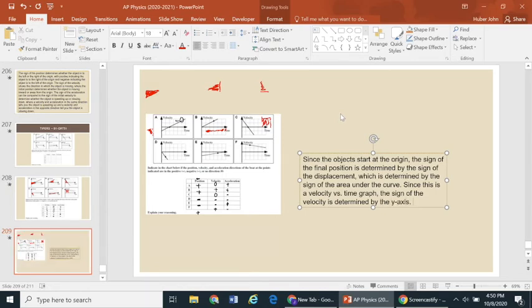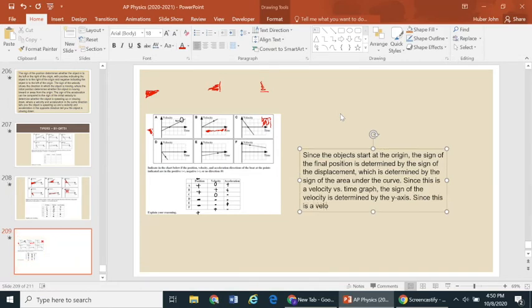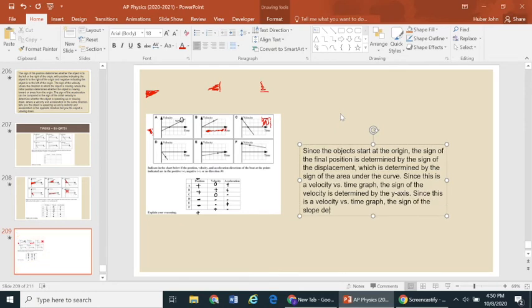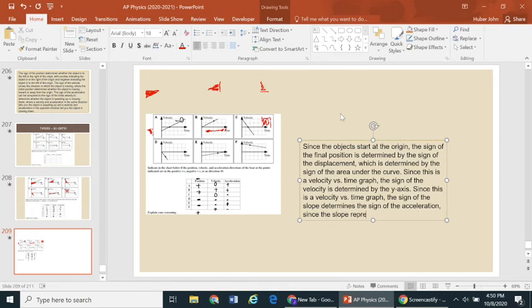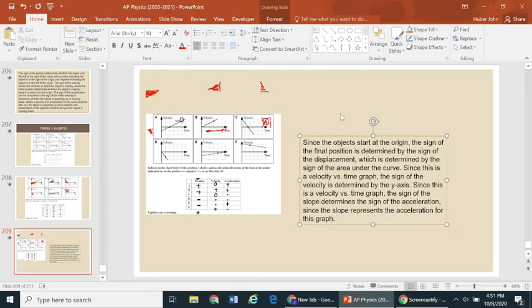And lastly here we can say, well, I'll write this, you don't have to if you don't want to, since this is a velocity versus time graph, the sign of the slope determines the sign of the acceleration, since the slope represents the acceleration.